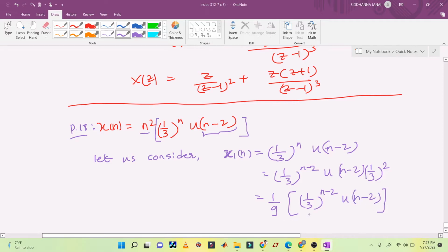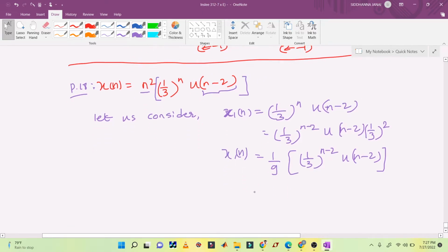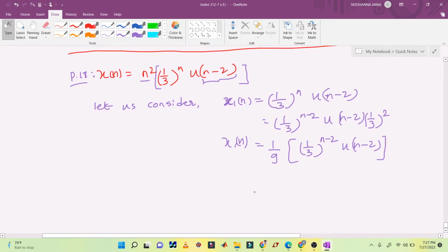Okay, how to solve this problem? Anyone can you tell? It is easier now. I have told you about the shifting property.